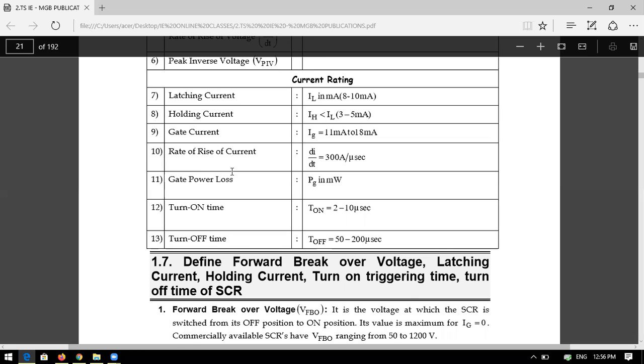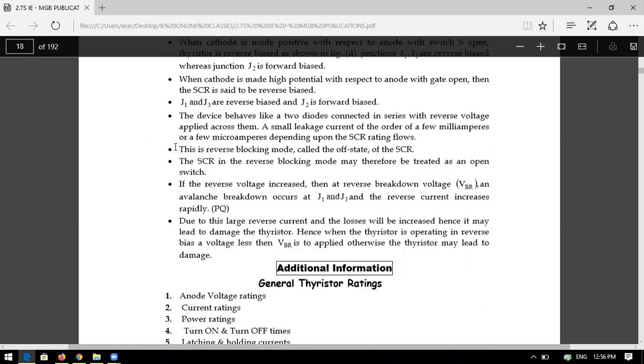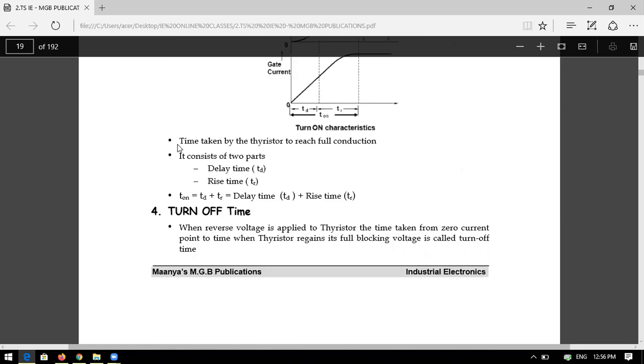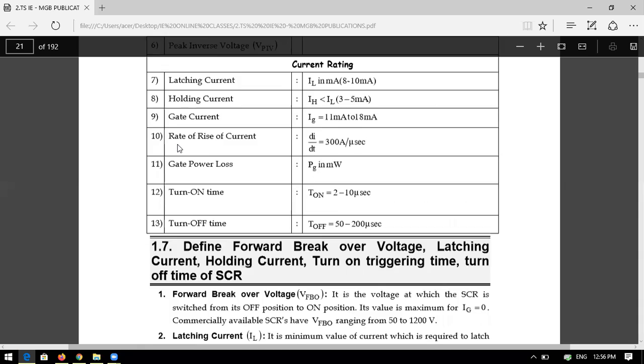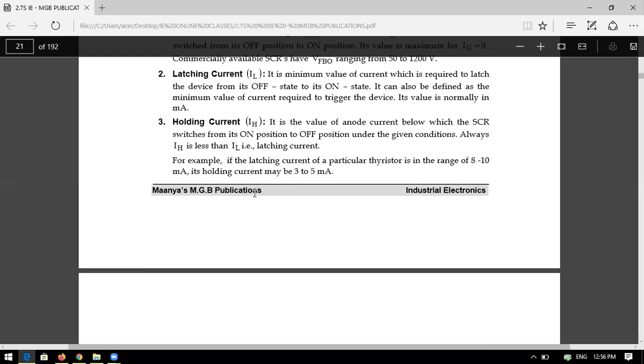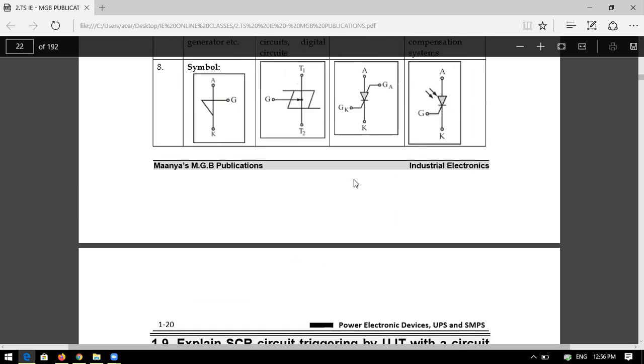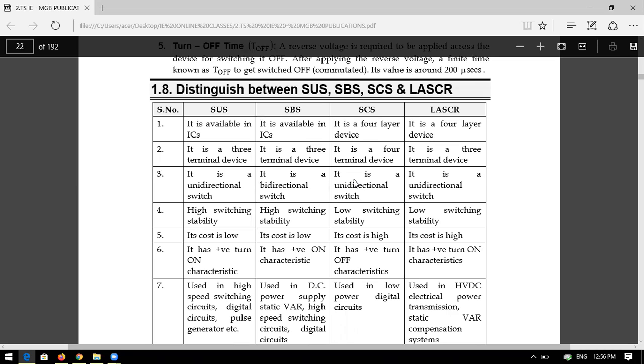So you have these definitions. You have to be thorough with these definitions as well as the diagrams. Important ratings you also have to remember. What is the latching current? What is the holding current? Everything. Next we have differentiation between SUS, SBS, SCS, and LASCR. You have to compare these devices. They will ask directly in the question paper what the differences are between SUS, SBS, SCS, and LASCR.